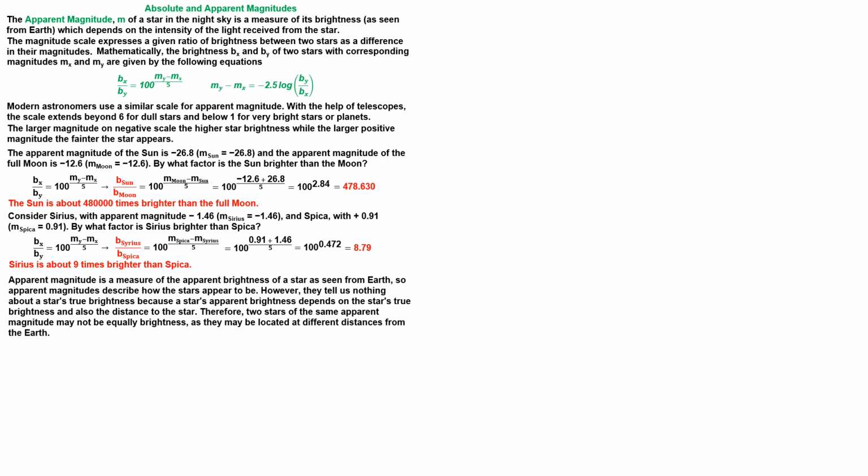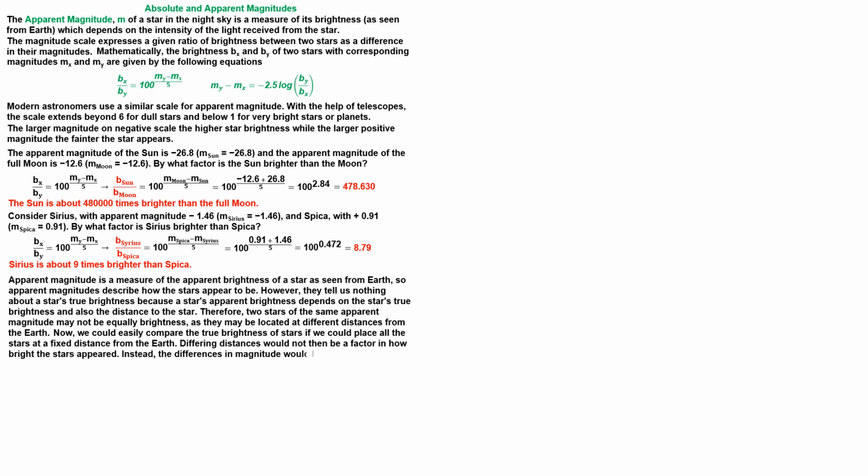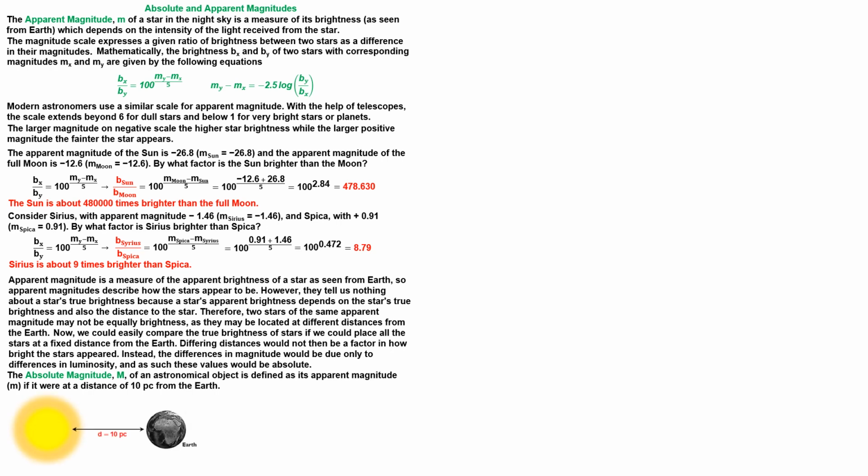distances from the Earth. Now, we could easily compare the true brightness of stars if we could place all the stars at a fixed distance from Earth. Differing distance would not then be a factor in how bright the stars appeared. Instead, the differences in magnitude would be due only to differences in luminosity, and as such these values would be absolute. With this idea, astronomers define the absolute magnitude of a star as follows. The absolute magnitude M of an astronomical object is defined as its apparent magnitude if it were at a distance of 10 parsecs from the Earth.